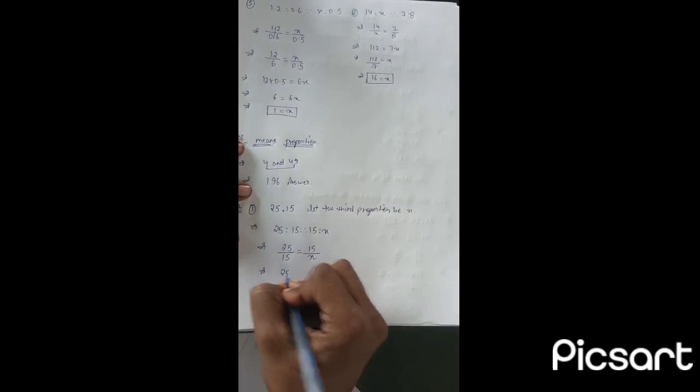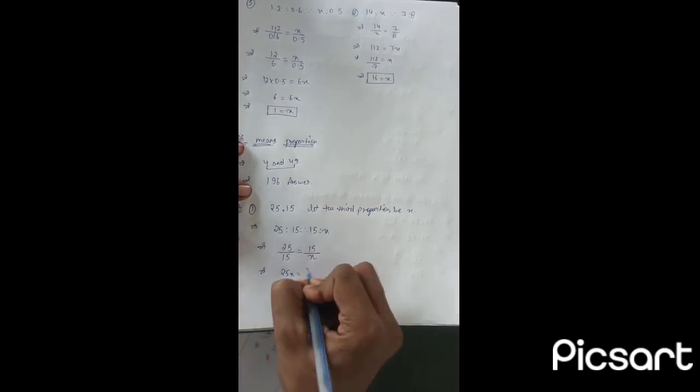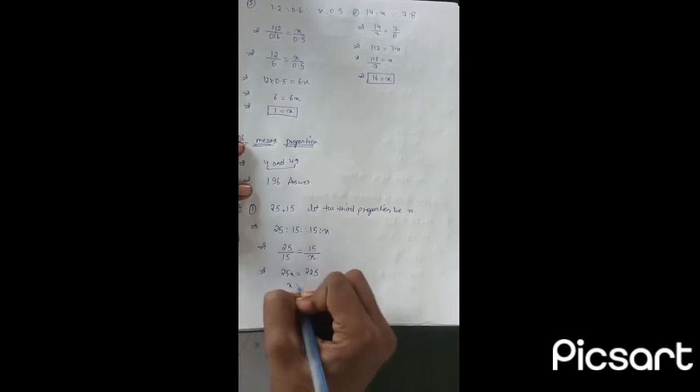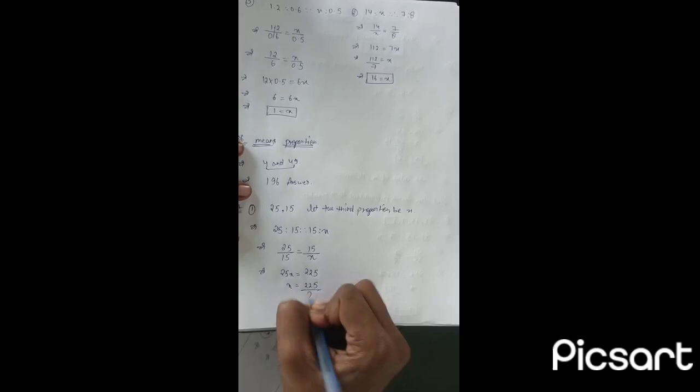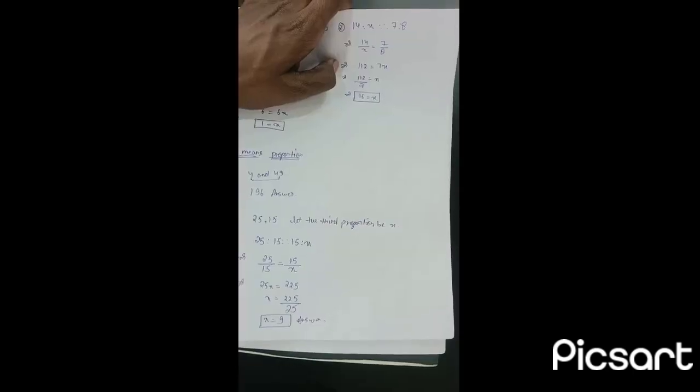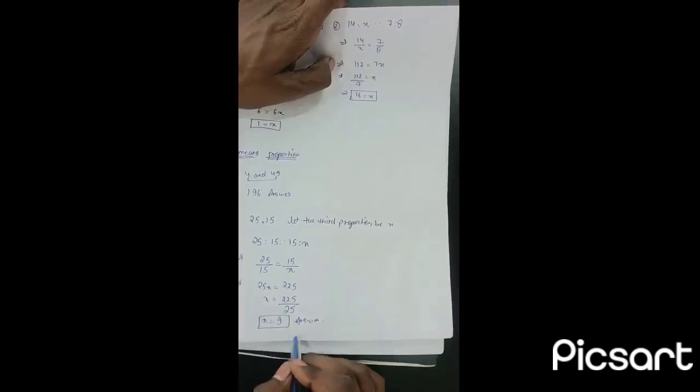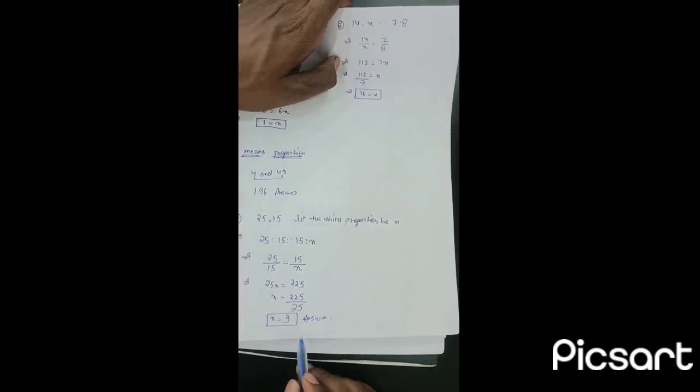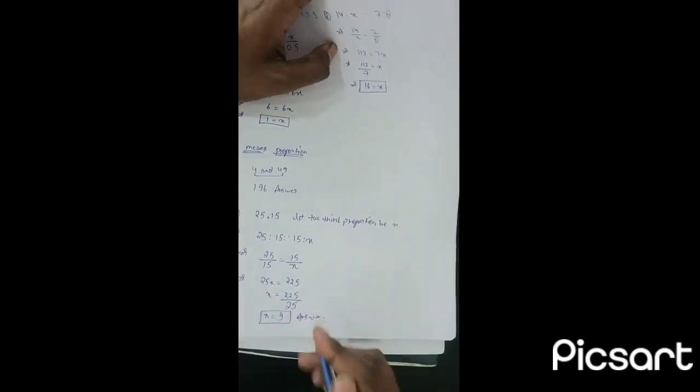From here, we get 25x is equal to 225, x is equal to 225 upon 25. So from here we get the value of x is equal to 9. Okay, this is your seventh answer.